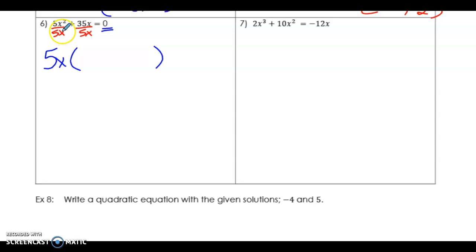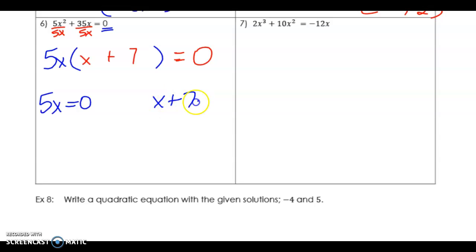So 5 over 5 would cancel. X squared over x would just be left with an x. 35 divided by 5 would be a 7. X over x cancels. And then keep the sign. And it seems like you should do more work than that, but that's it for the factoring. So now you can jump to setting your equation equal to 0, or your factors.